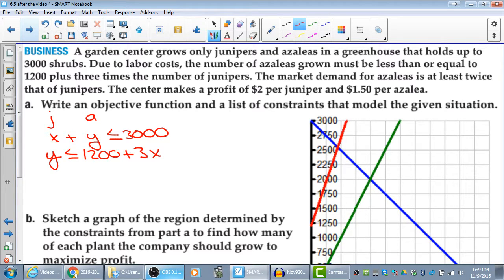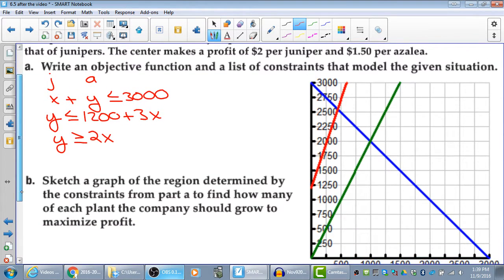The market demand for azaleas is at least twice that of junipers. So y is at least, so greater than or equal to 2 times x, because it's twice that. The y is twice the x. To even it out, to make it equal, I'd have to multiply 2 times the x. Well, the y could be more than that, more than twice. So there's your third inequality.